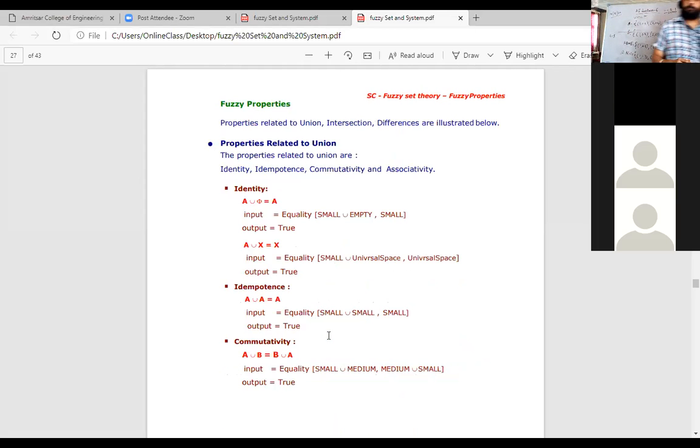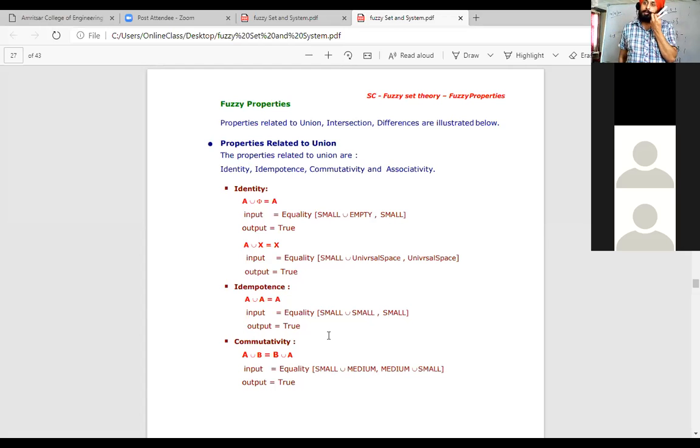So these are some fuzzy properties, like fuzzy properties on union. The first property is identity. What is A union phi? Phi means a null set, an empty set. When you have a union of A and phi, the null set, the result will be the A set itself. A union X, where X is the universal space. The universal space is always higher than A. So what will the output be? In union, we get the output which has the higher value. The higher value is of X. So A union X will be X.